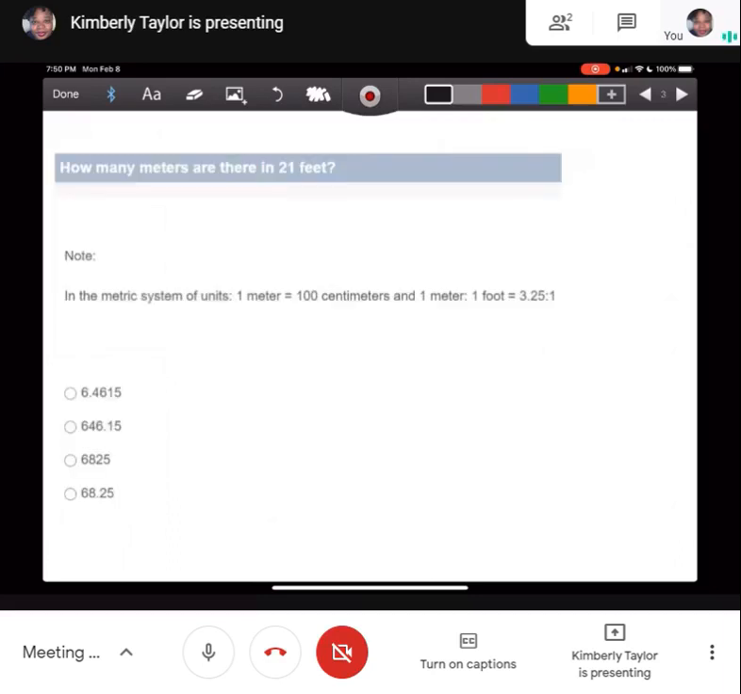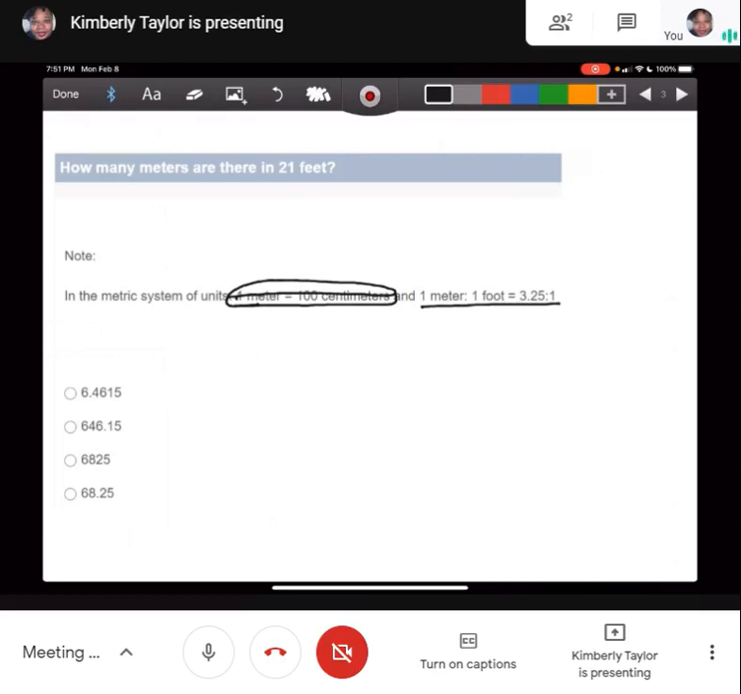For this question here, it says, how many meters are there in 21 feet? How many meters are there in 21 feet? The first thing we see right here, it says, note, in the metric system of units, 1 meter equals 100 centimeters, and 1 meter to 1 foot is 3.25 to 1. Now, this whole part here, 1 meter to 100 centimeters, to me is useless information. We don't need that for this problem. But we do need this bit of information here.